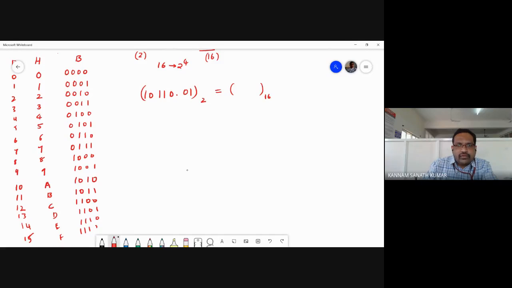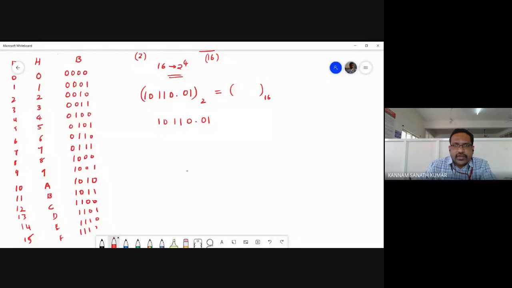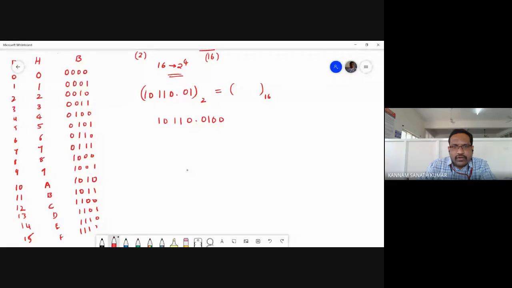Okay, so here 1011.01. You have to group by 16. If you are representing in 2 power, that is nothing but 2 power 4. That means you need to group 4 bits. Here, on the fraction side, you have only 2 bits. If you add 2 more bits, the value will not change. And here, while grouping, 3 more zeros you can add, the value will not change.